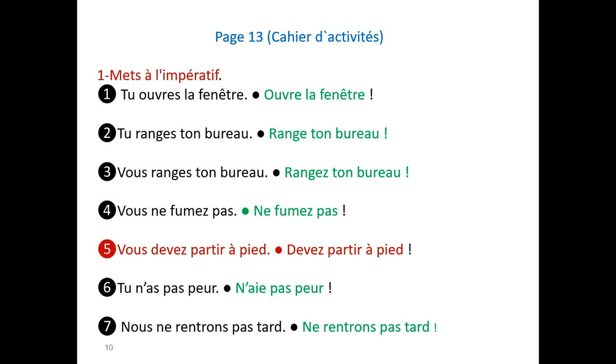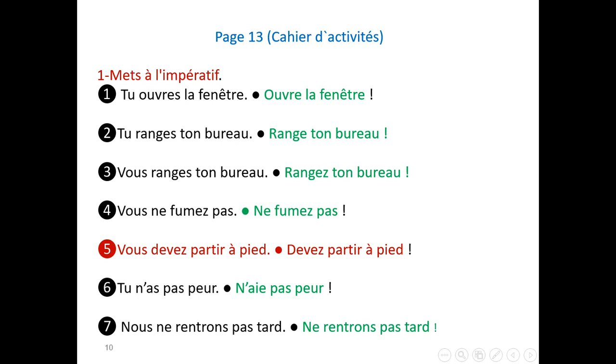Page 13, cahier d'activité. Mettez à l'impératif. Tu ouvres la fenêtre. What I did, first of all, you cross tu and the s. Change to ouvre la fenêtre. Open the window. Tu ranges ton bureau. You cross tu and s. Range ton bureau. Vous rangez votre bureau. Rangez votre bureau.